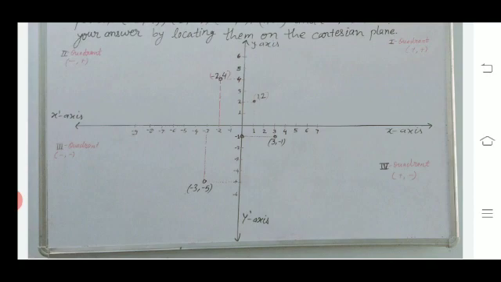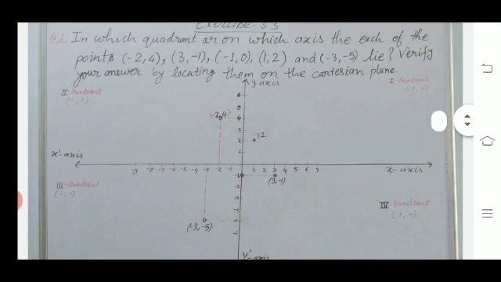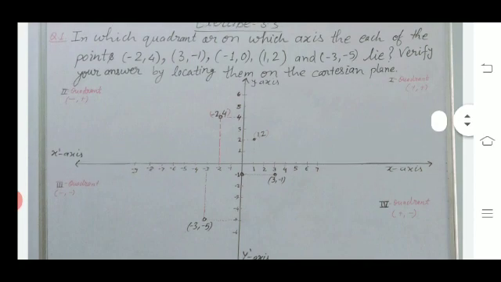First we have to locate the point (-2, 4). (-2, 4) means on the x-axis -2 distance and on the y-axis 4 distance, which is positive. This means this coordinate lies in the second quadrant. So (-2, 4) is the right point.